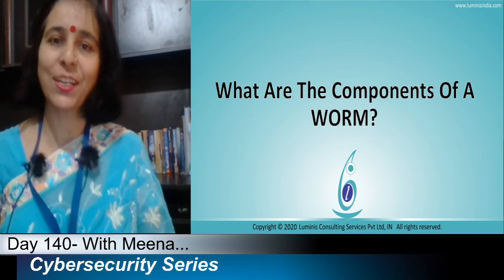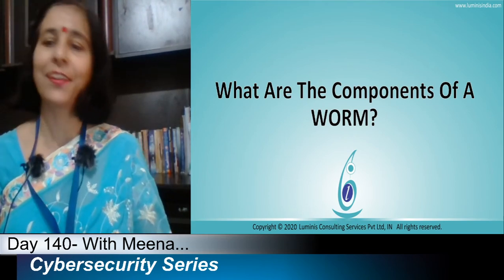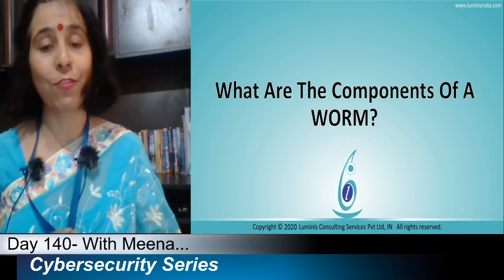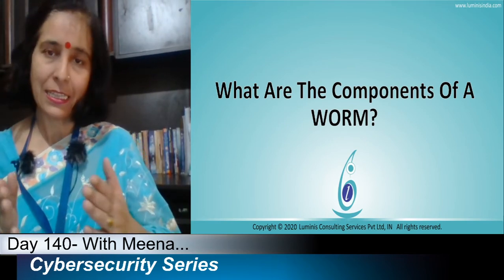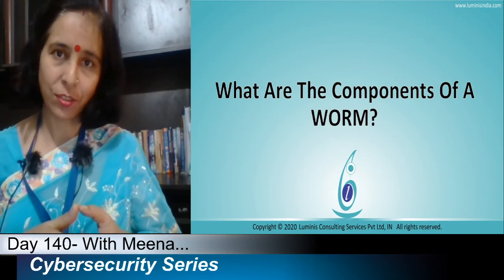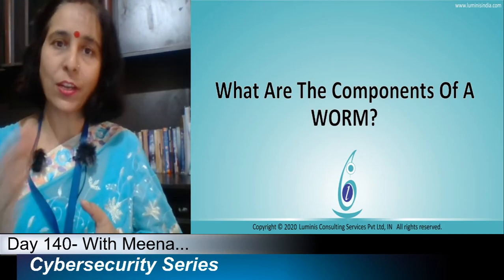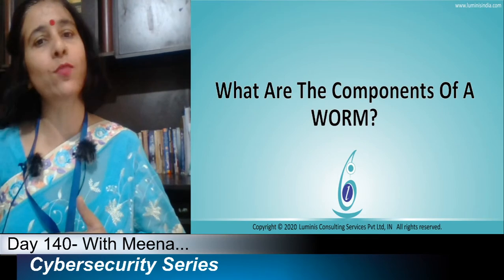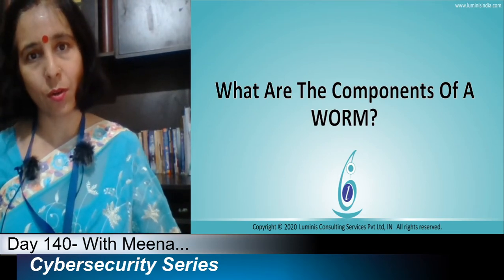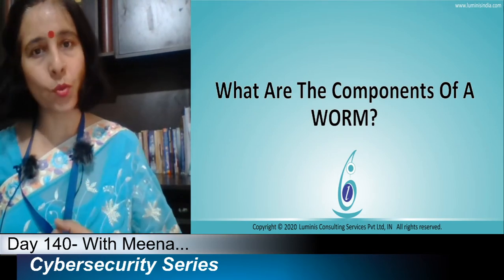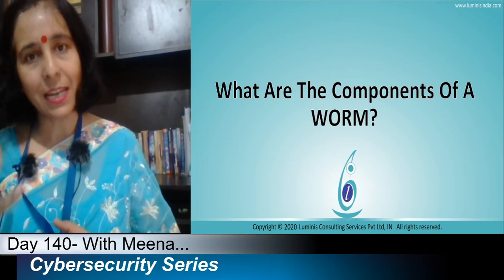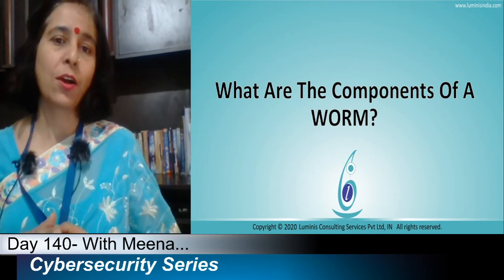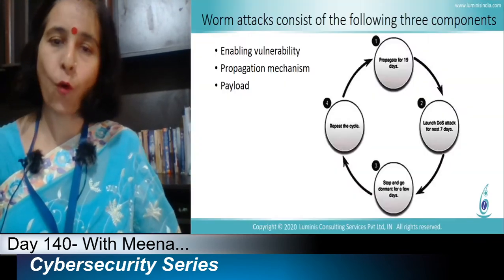This is Meena, and today I will discuss what the components of a worm are. A worm is a kind of malware that can propagate from one device to another device, from one network to another. It consumes resources, and it can perform multiple tasks. Let's see what the components of a worm are.